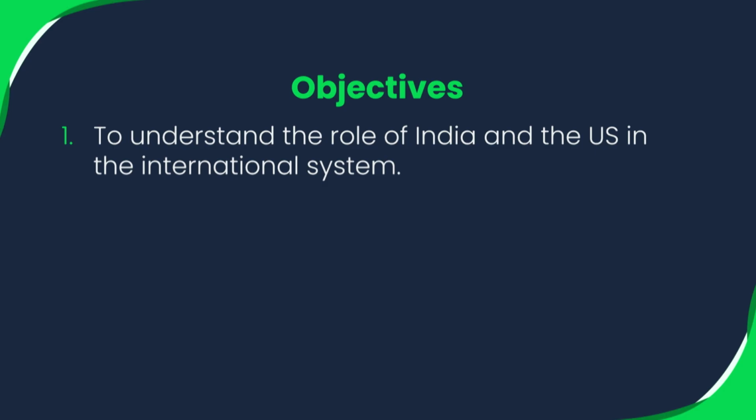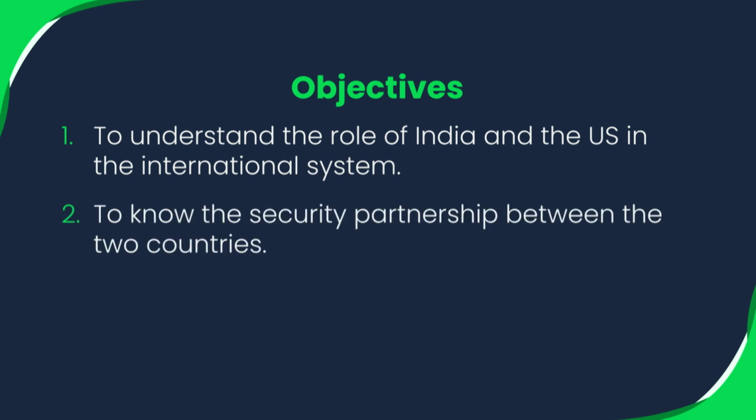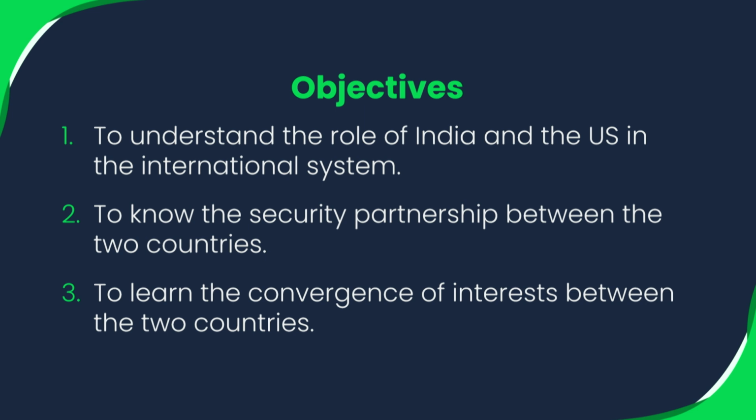In this lesson, we learn about India's engagement with the US in the globalized world. The main objectives of this lesson are to understand the role of India and the US in the international system, to know the security partnership between the two countries, and to learn the convergence of interest between the two countries. We begin with the first part of the lesson, in which we will discuss India and United States global strategic partnership.